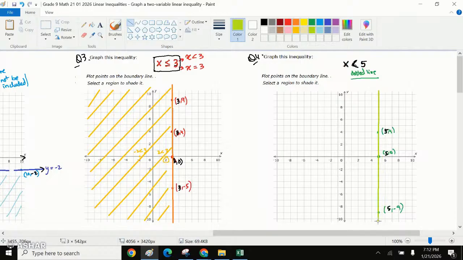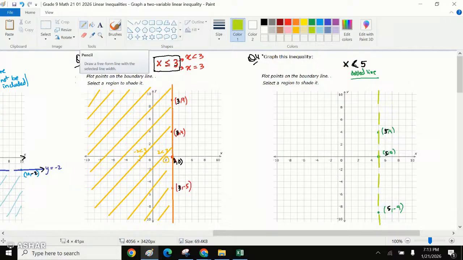right? But we cannot make a bold line. Why? Because we can see that there is no equal sign. So what we have to do is we have to make a dotted line. Okay, how do we make a dotted line? We just simply draw them. Okay, we make dashes. Dashes would represent a dotted line. That means a dash represents a dotted line. That means that this value of x is not included.